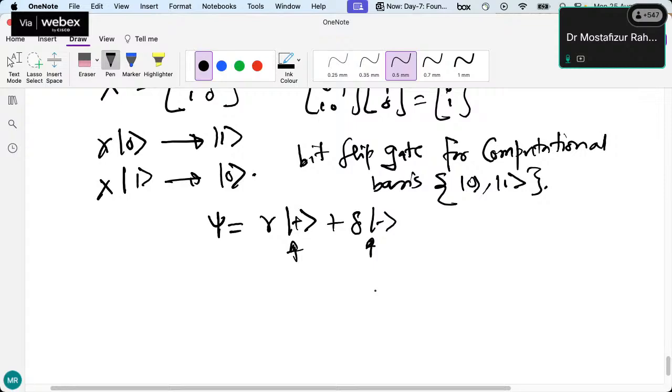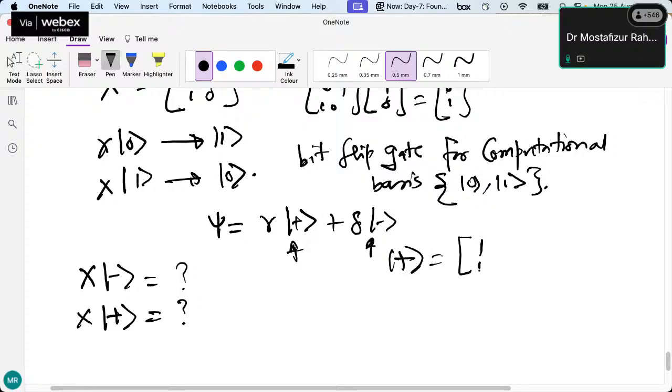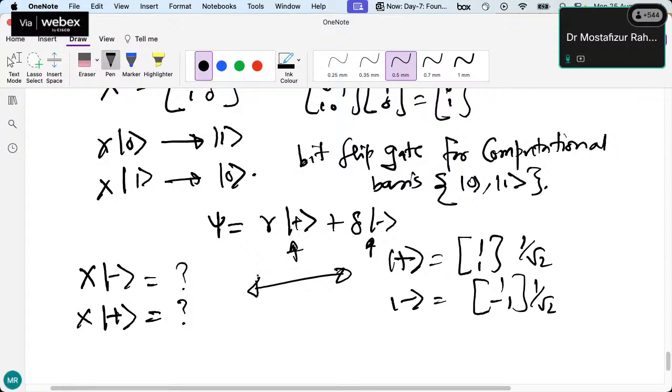So if I apply X to the minus state, and X to the plus state, can somebody tell me what is the answer here? Okay, plus state equals 1, 1, and minus state equals 1, minus 1. There is a normalization 1 by square root 2. What is the answer for this and this one? Just easy to verify. You know the definition of X, you know the definition of the plus and minus states. Just tell me what is the vector times the matrix.